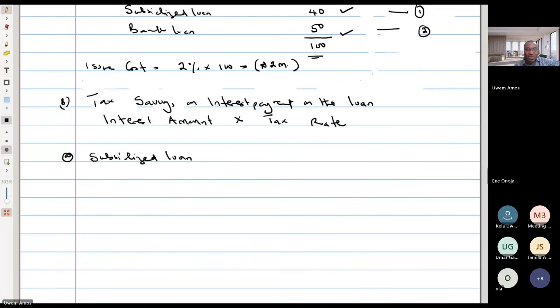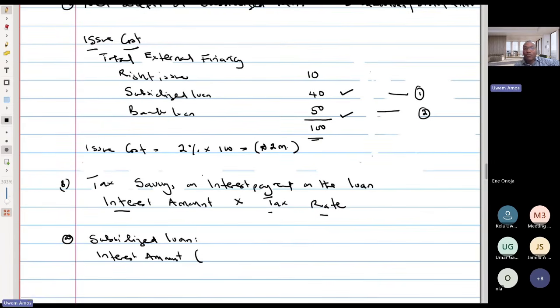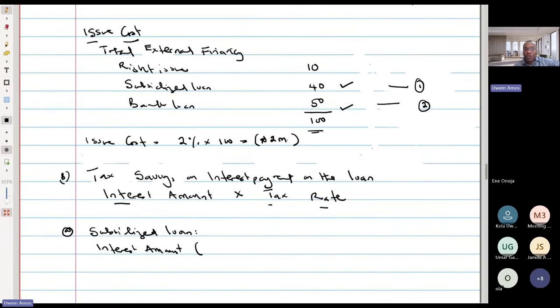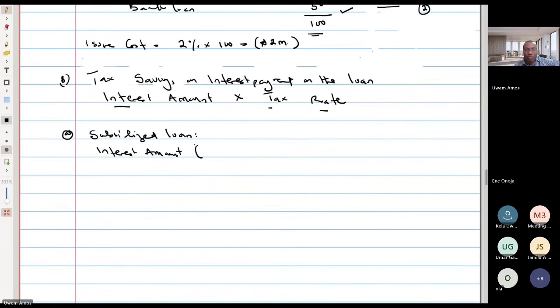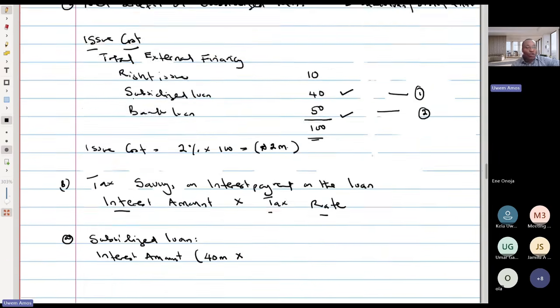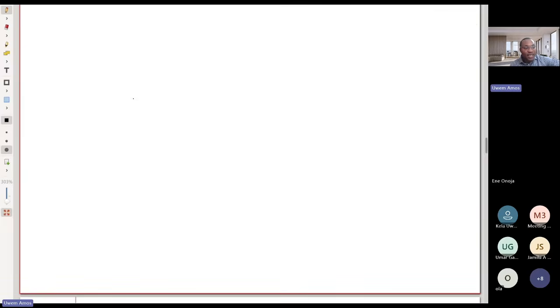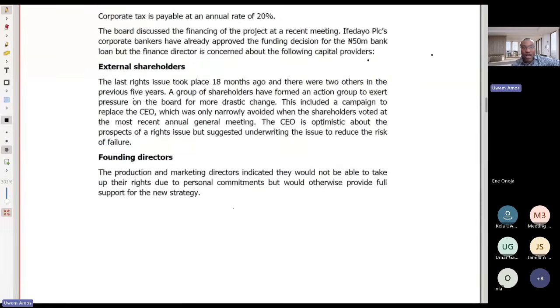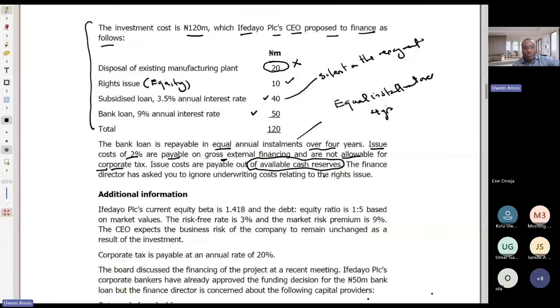Subsidized loan. We need to know the interest amount, then we multiply it by the tax rate. So what is the interest amount? We are borrowing 40 million under the subsidized loan. What is the interest payment per year, so that we can know how much we are paying as interest every year on the subsidized loan? Let's go right back to our question and see what the interest rate is on the subsidized loan.